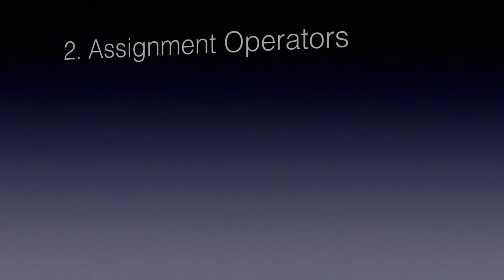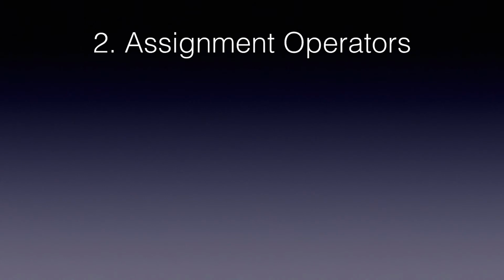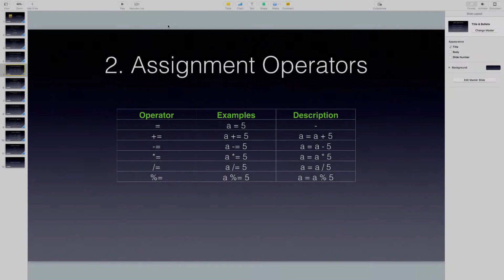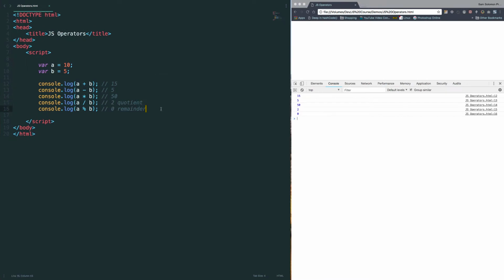And the second one, assignment operators. It's just the equal operator used to set values to a variable. So these are all the available operators in assignment operators. Okay, let's write some code to understand assignment operators. Let's come back to the code editor.